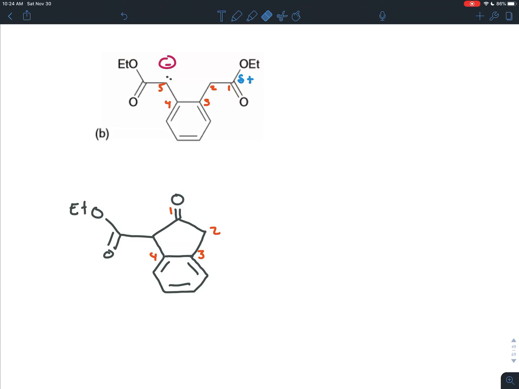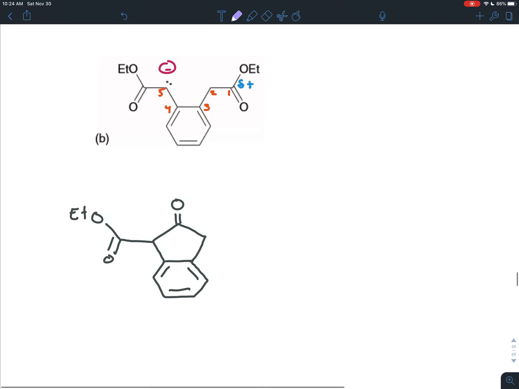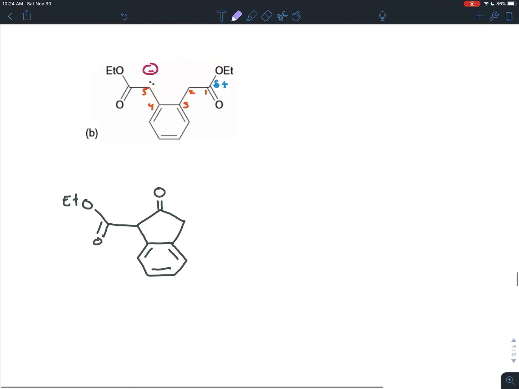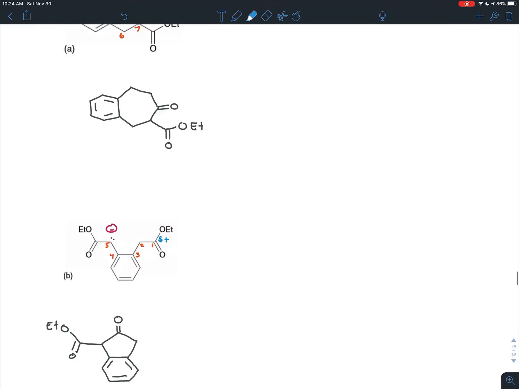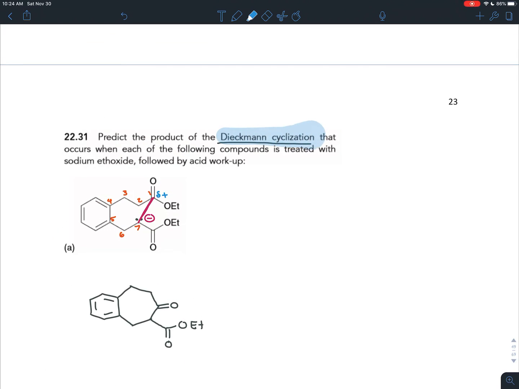Now we can check to make sure that we did this correctly, because if we did, we should have a beta keto ester. We have an ester here, the carbonyl carbon, next to it is the alpha carbon, and then one more is the beta carbon. What do you know? On that beta carbon we do indeed have a ketone. So we created a beta keto ester and a ring by adding 2 esters together in an intramolecular reaction. Intramolecular Claisen condensation. That is technically called a Dieckmann cyclization.